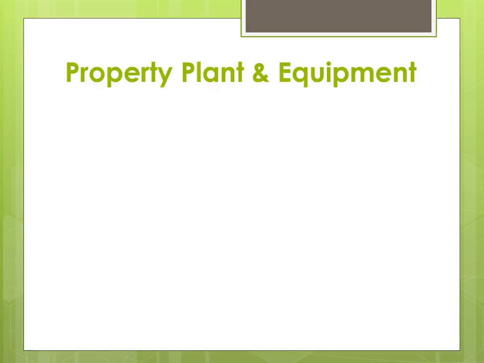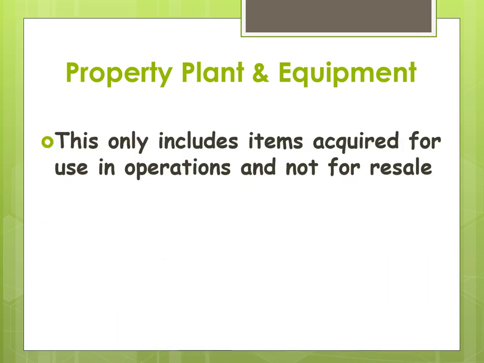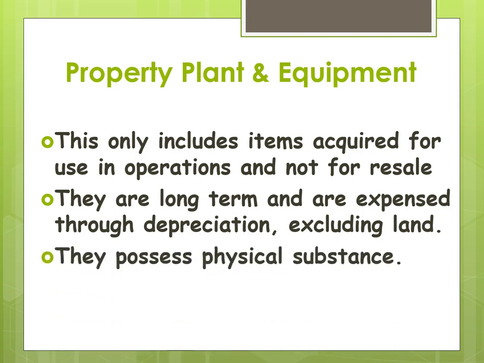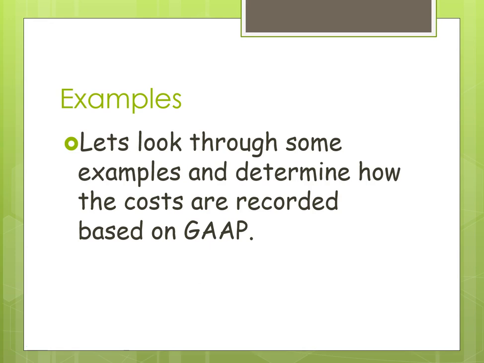Now, property, plant, and equipment. These are tangible assets and they are required to be used in the business and they're not for resale. They're long-term in nature and are expensed through depreciation, excluding land. They possess physical substance. Let's look through some examples and determine how the costs are recorded based on generally accepted accounting principles.